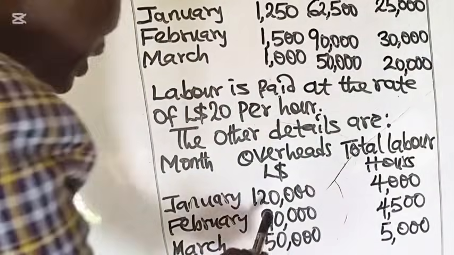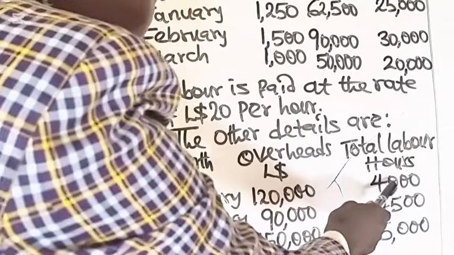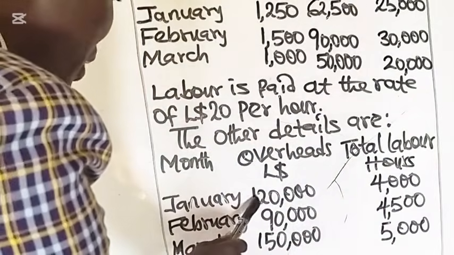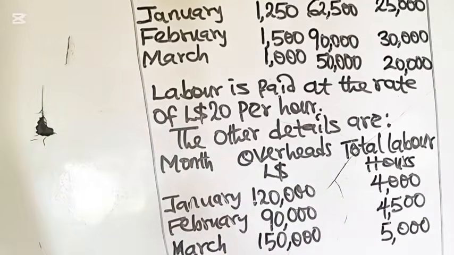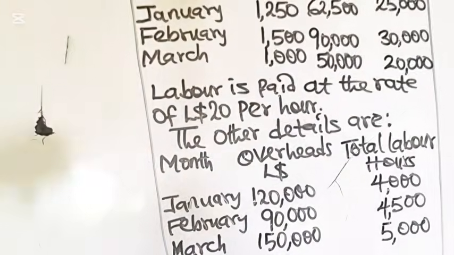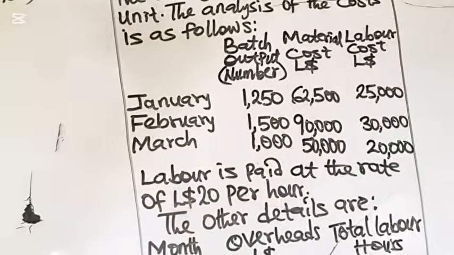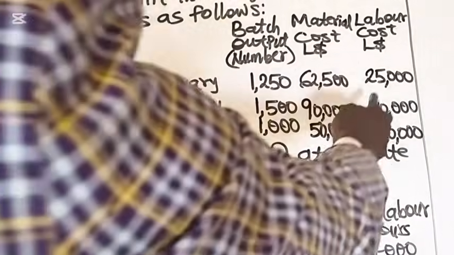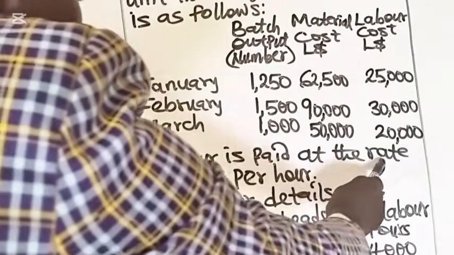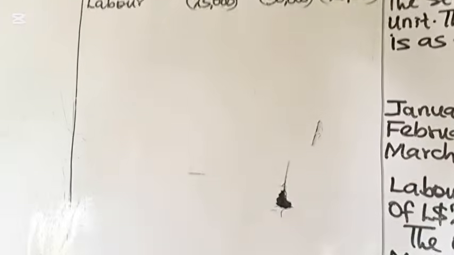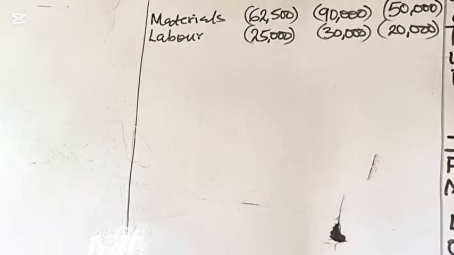Remember, overhead absorption rate is budgeted overheads over budgeted level of activities. So that means the level of activity is labor hours. Therefore, overhead absorption rate will be budgeted overheads over budgeted labor hours. Now, if you use this to determine the overhead absorption rate, then you will absorb that overhead absorption rate based on the actual labor hours. And to get the actual labor hours, you divide the actual labor cost by the rate per hour, which is given as 20 Liberian dollar. So now let's calculate actual labor hours. Working one.